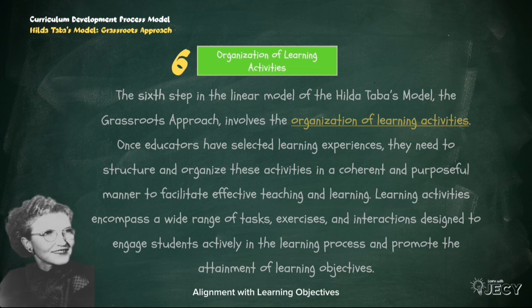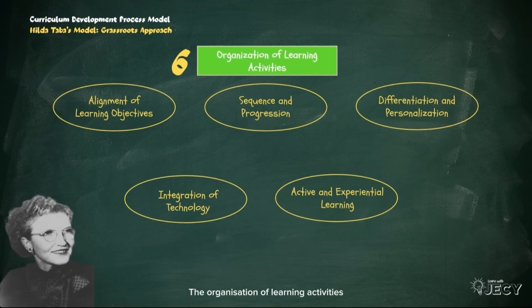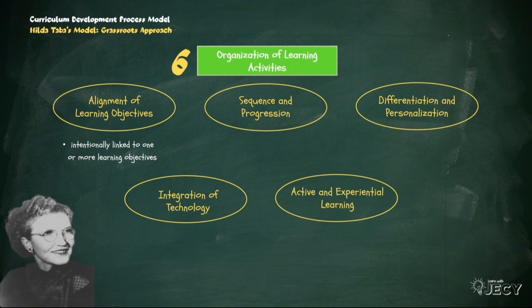Alignment with learning objectives. The organization of learning activities begins with ensuring alignment with the identified learning objectives. Educators carefully design activities that directly support the attainment of the desired outcomes and contribute to students' mastery of specified knowledge, skills, and attitudes. Each activity should be intentionally linked to one or more learning objectives, guiding students toward the intended learning outcomes.